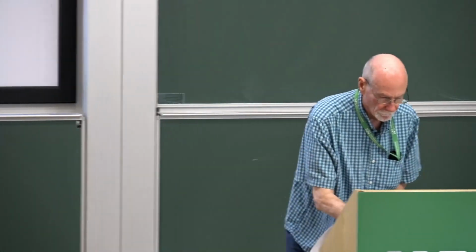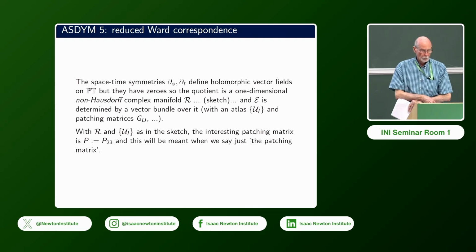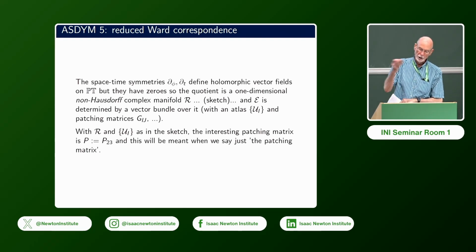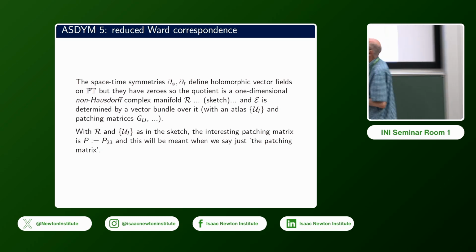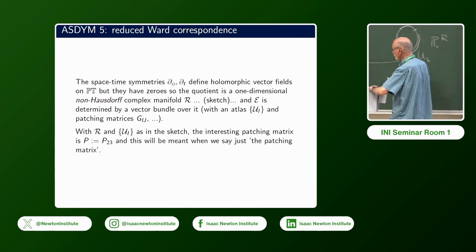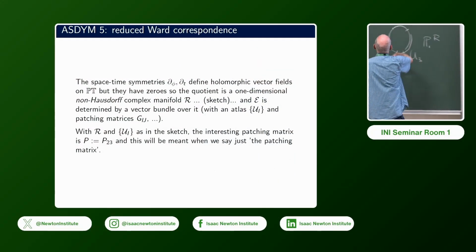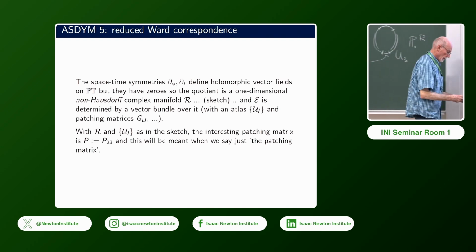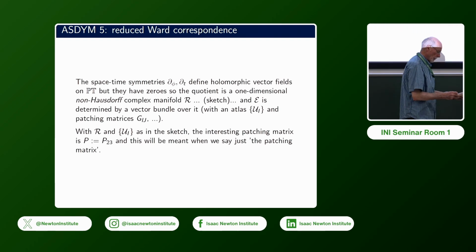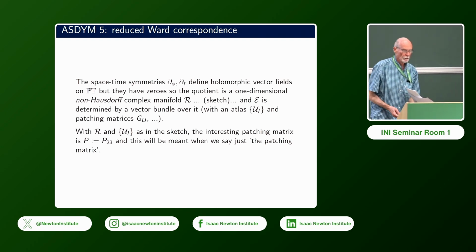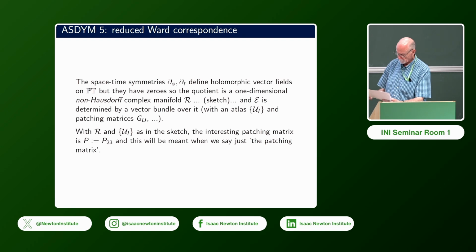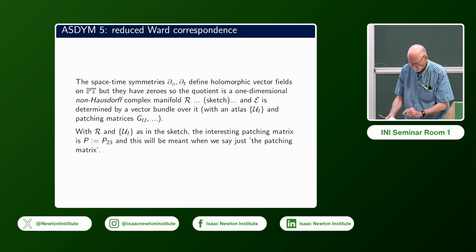Yeah. So let me move on to this on the screen. So the space-time symmetries give holomorphic vector fields on the PT, but they have zeros. And so the quotient is a one-dimensional non-Hausdorff complex manifold, and it's curly R. So let's call this curly R. And then the E, which is the vector bundle over this, is determined by these. I've given you the atlas. It's given by the patching matrices. And so I just say the Weyl patching matrix is that one. Now that's the end of the anti-Yang-Mills stuff.